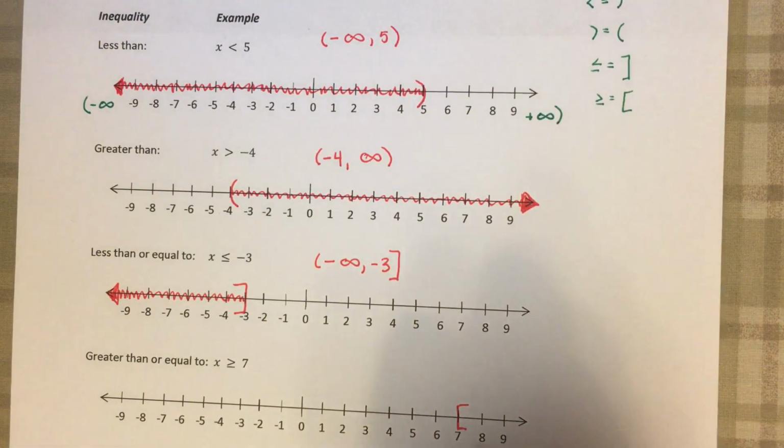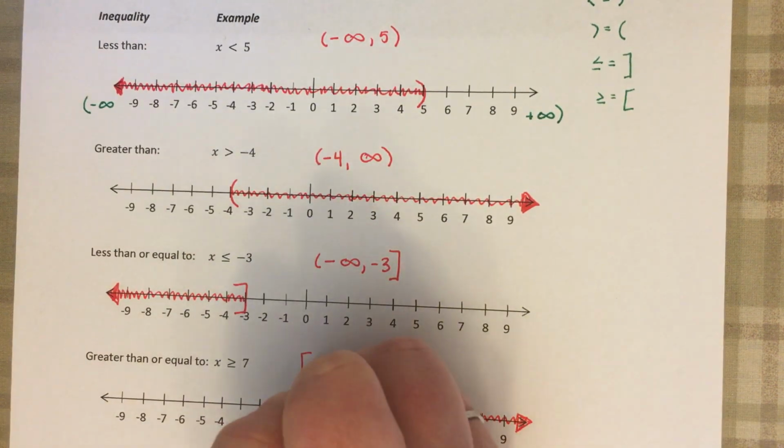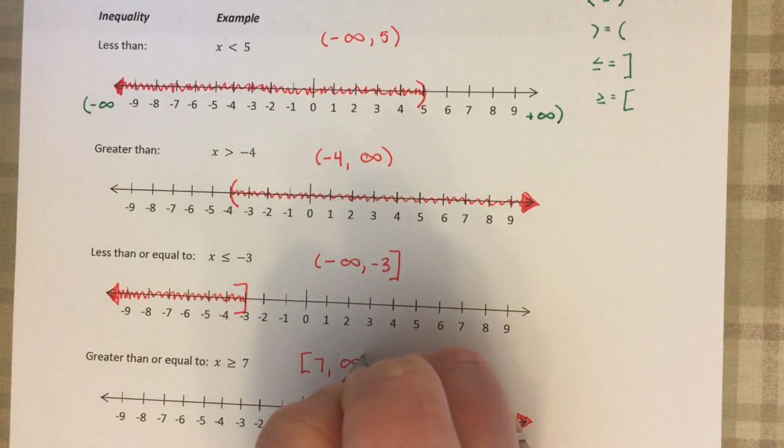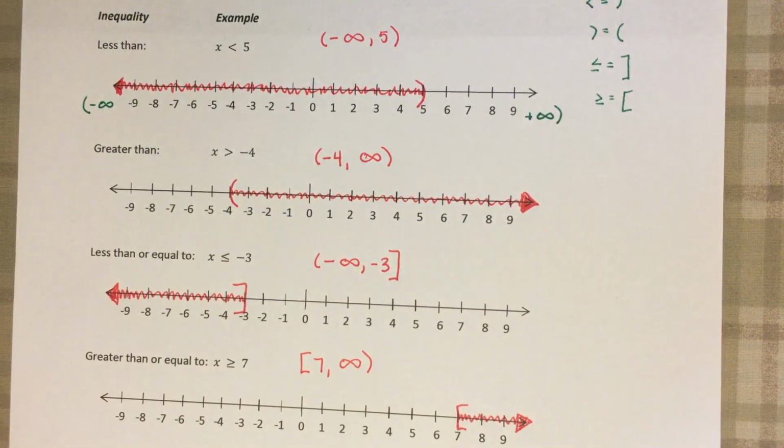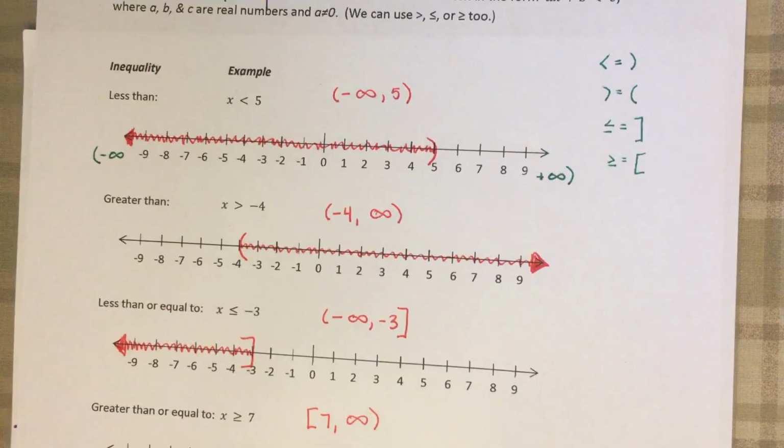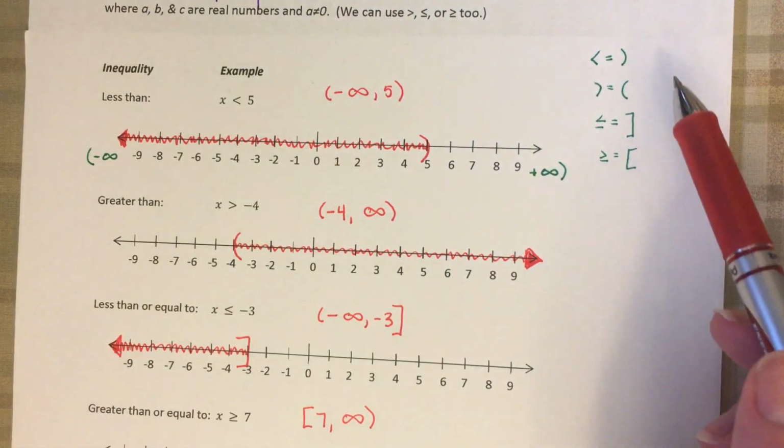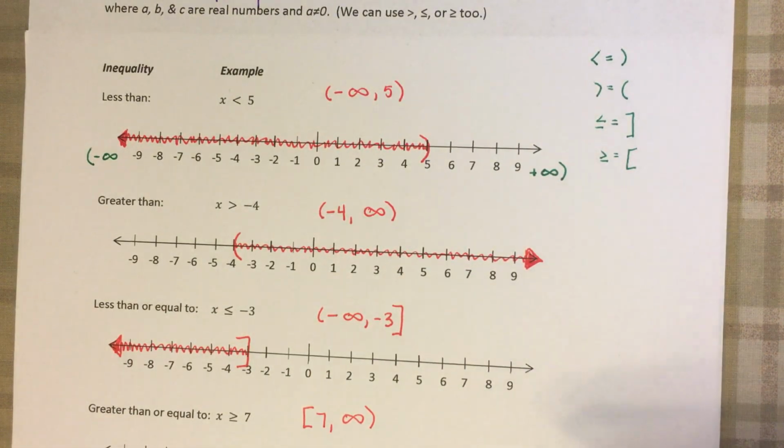Again, because we have a greater than or equal to, we're going to use our square bracket and we are going to shade to the right. So we are going to have 7 to positive infinity. Right? 7 gets a square bracket, infinity always gets parentheses. So our little key that we used up here to show our symbols makes sense as we're putting these values on our number line.